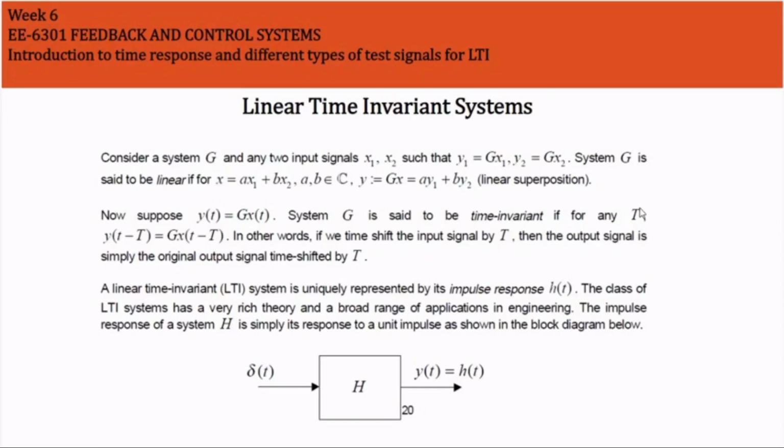Now suppose that y of t is equal to G(x of t). The system G is said to be time invariant if for any T, y of the quantity t minus T is equal to G(x) of the same quantity t minus T. In other words, if we time shift the input signal by T, then the output signal is simply the original output signal time shifted by T.